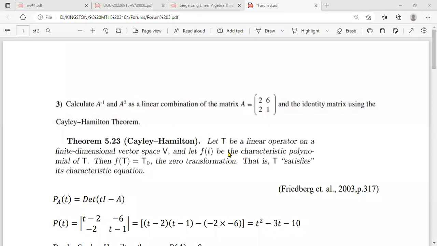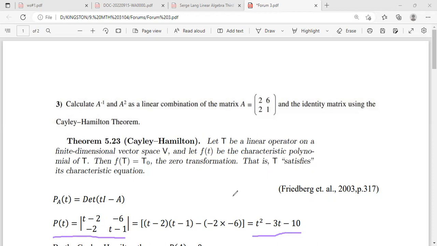Now, I stated my method here in finding the characteristic polynomial of A, and you can see I've used the determinant method. What I did is I look at the leading diagonal 2, 1, and I say t minus 2 and t minus 1. And for the non-leading diagonal 2, 6, I change their signs. So positive 2 becomes negative 2, and positive 6 becomes negative 6. And then I multiply t minus 2 by t minus 1, and of course subtract negative 2 times negative 6. The resulting characteristic polynomial is t squared minus 3t minus 10.